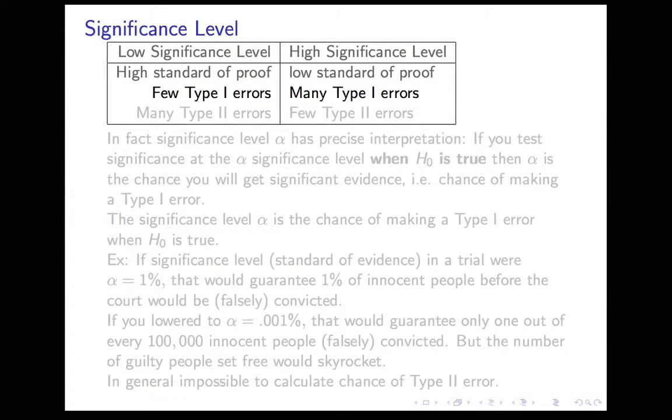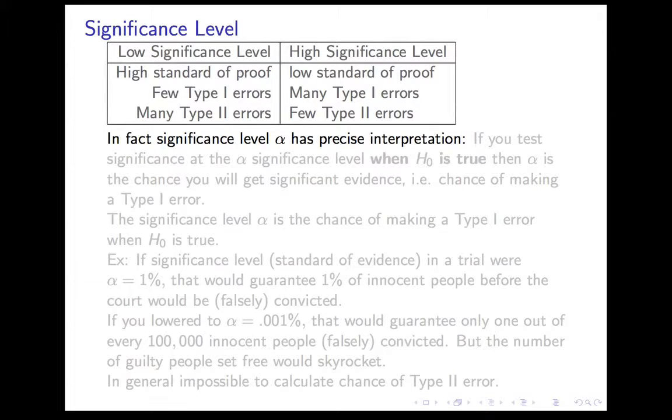So that means the low significance level, like the courtroom trial, has few type 1 errors, whereas the high significance HIV situation has many type 1 errors. But the trade-off is that the courtroom trial, low significance, has many type 2 errors, whereas the high significance has few type 2 errors. So that's the first fact that you need to get out of this lecture.